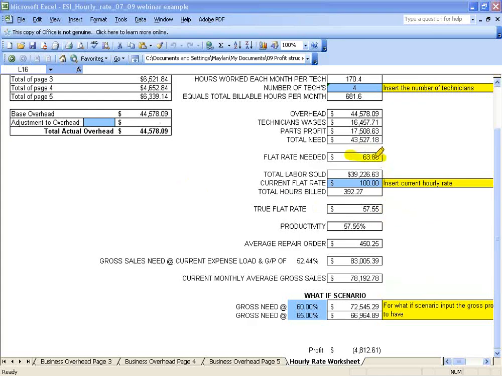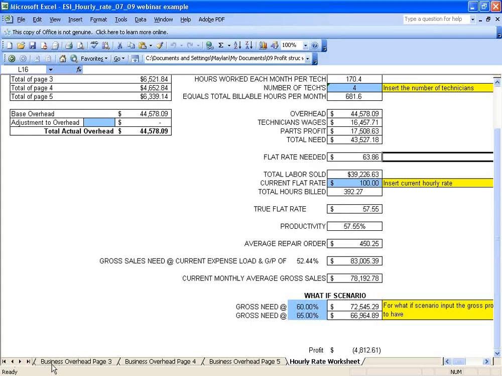Do we have an hourly rate issue? Do we have a productivity issue? Do we have an average ticket issue? Now, for example, I said a lot of people have too many cars. If our average ticket here is $200, we're missing dollars and cents because we're doing too many cars. If your average ticket's $700 and you're not making the gross sales, then you probably truly have a car count issue. So this spreadsheet's designed to give you some tools to help you kind of overcome some of the information overload you have.